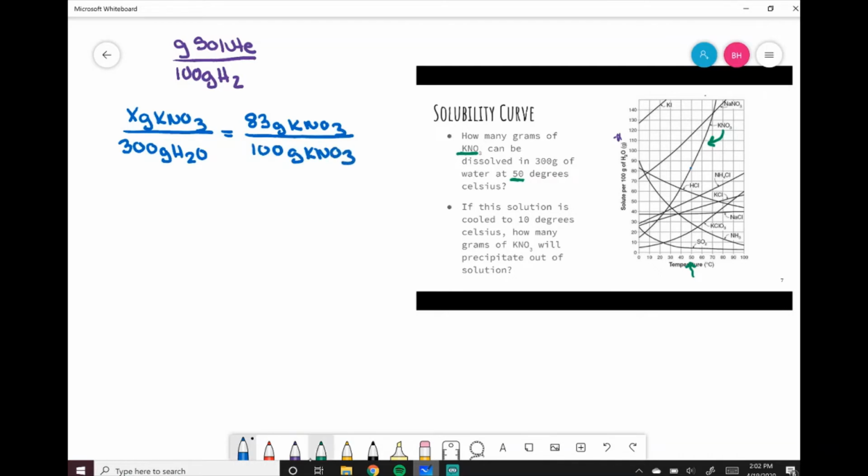Now what I can do is I could actually cross multiply and I could solve for X. So I'm going to show all my work. So I'm going to have X grams of potassium nitrate times 100 grams of, oops, this is not potassium nitrate. That's my bad. Let's go ahead and fix that. That's of water.